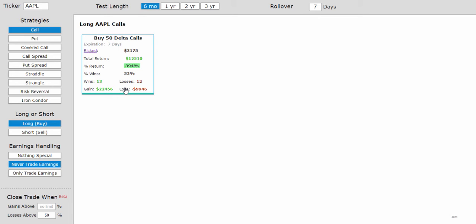So it's not that I expect to make 400% in the next 6 months on Apple calls. I'm simply getting a feeling for if I want to buy calls in Apple, what it is that I want to do to implement that strategy. In this case, I want to avoid earnings and I want to put a stop loss at 50%, which is a pretty tight stop.